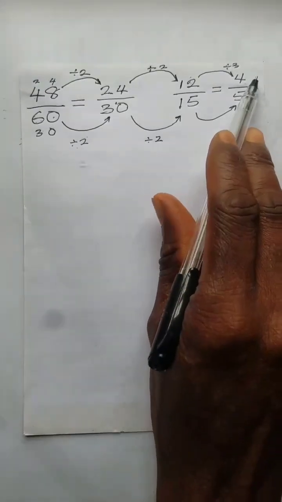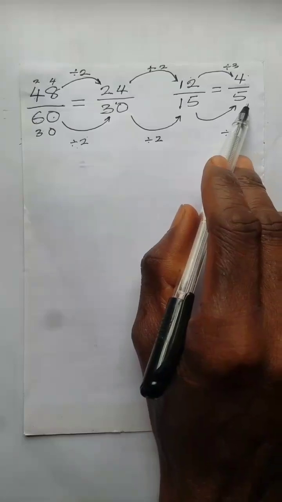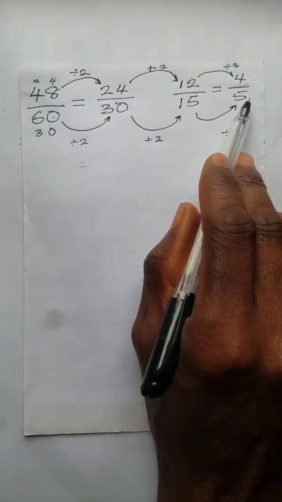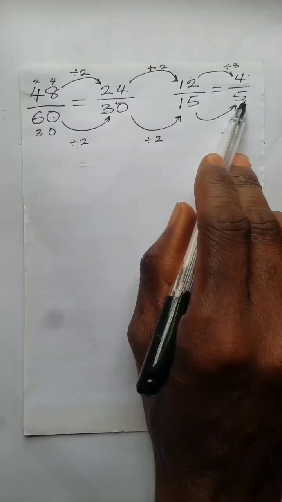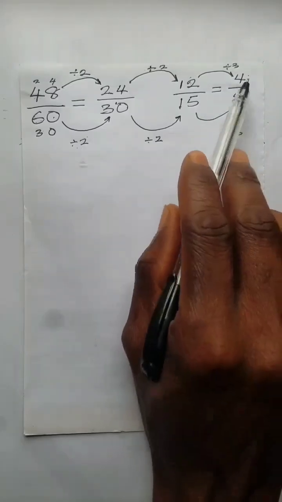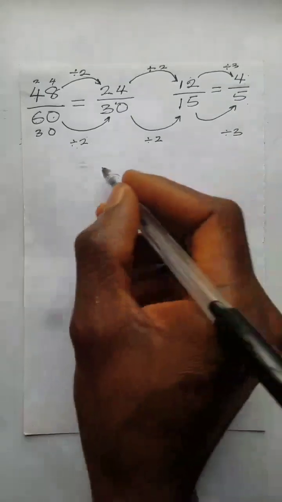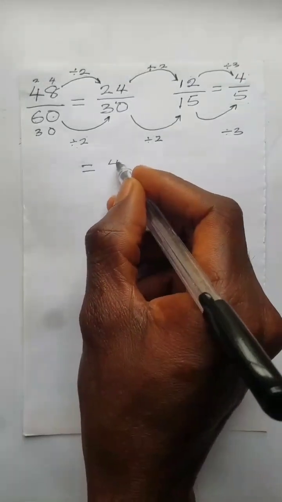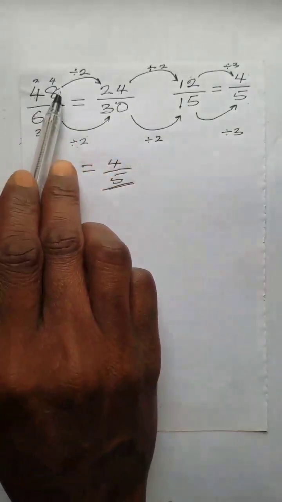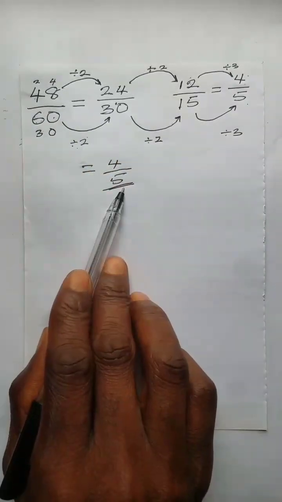Can any number divide both 4 and 5? No. 5 is a prime number. No other number can divide it except itself. And of course, this is not 5. So 5 cannot divide both of them. So we've gotten to the end of our division. And that is the lowest form of 48 over 60. Is that okay?